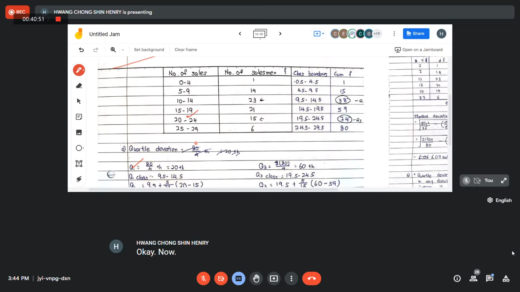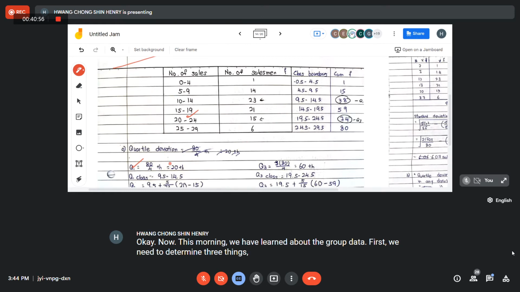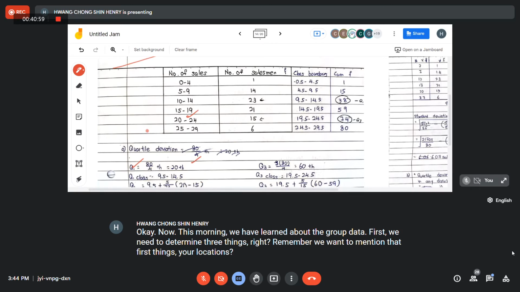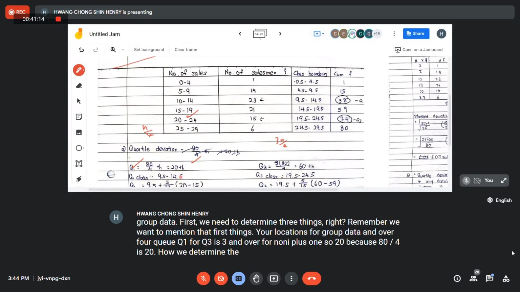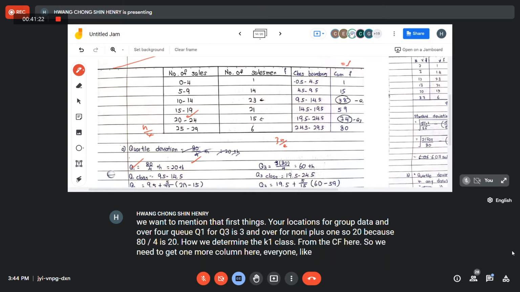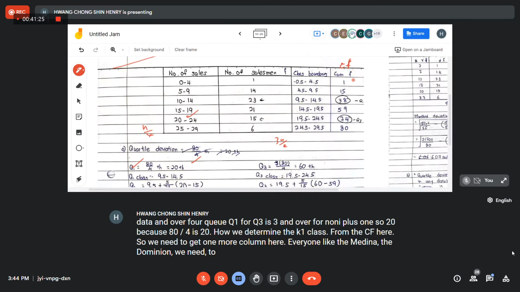Now, this morning we have learned about the group data because we need to determine three things, right? Remember, everyone, I mentioned that first thing is your locations. For group data, n/4 for Q1. For Q3 is 3n/4. No need plus 1. So 20, because 80 divided by 4 is 20. How we determine the Q1 class? From the CF here. So we need to build one more column here, everyone, like the median. At the median, we need to build the CF. So 1, 15, 38, and so on.